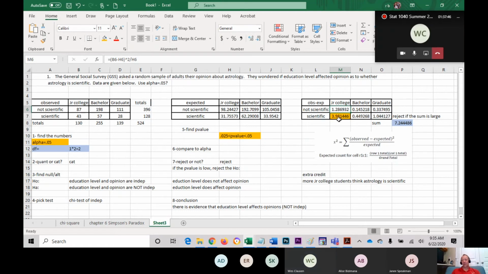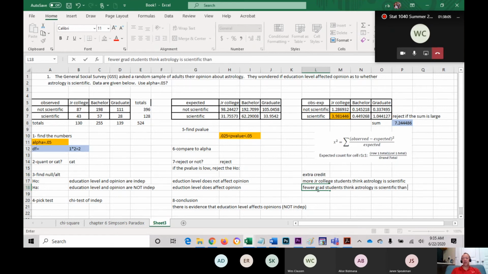But we probably don't want to do the junior college again. So yeah, I'd probably go with the graduate students. So fewer grad students think astrology is scientific. Maybe I should say than expected. Let me finish that. We should put that here: than expected.